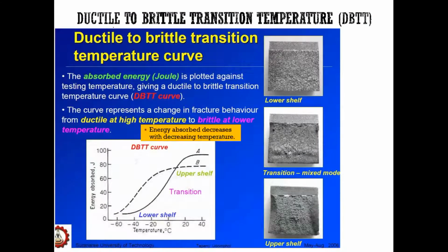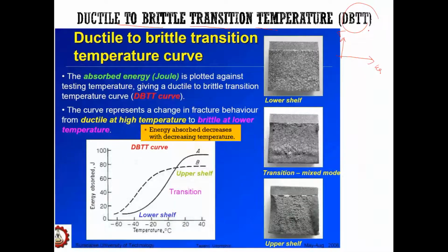Now let us look at the ductile to brittle transition temperature, which is DBTT. Before we go into detail on the DBTT phenomenon, let us recall what we have learned about the difference between brittle and ductile material, as corresponds to the stress strain behavior. Let's say this is the stress strain graph. This is stress and this is strain.